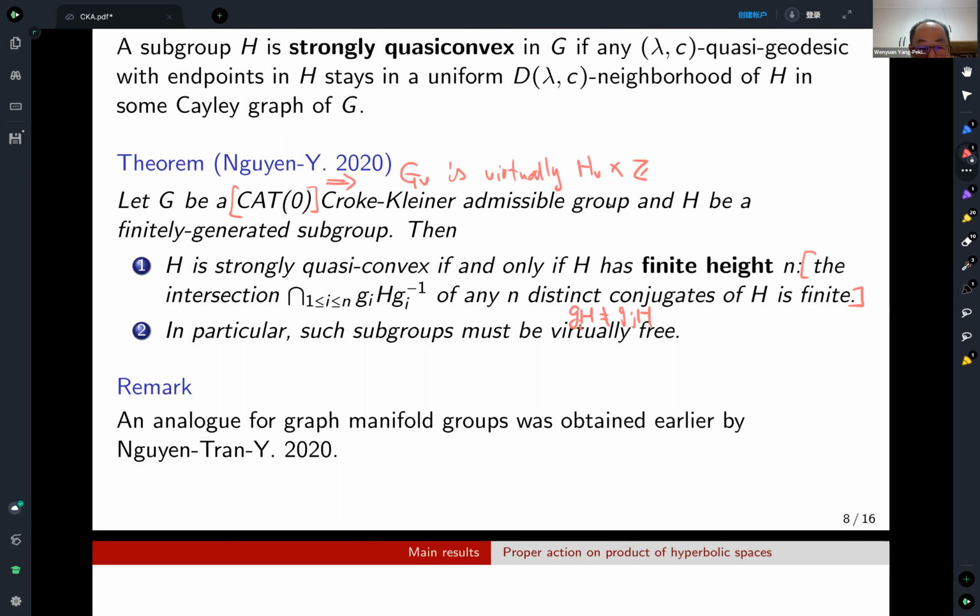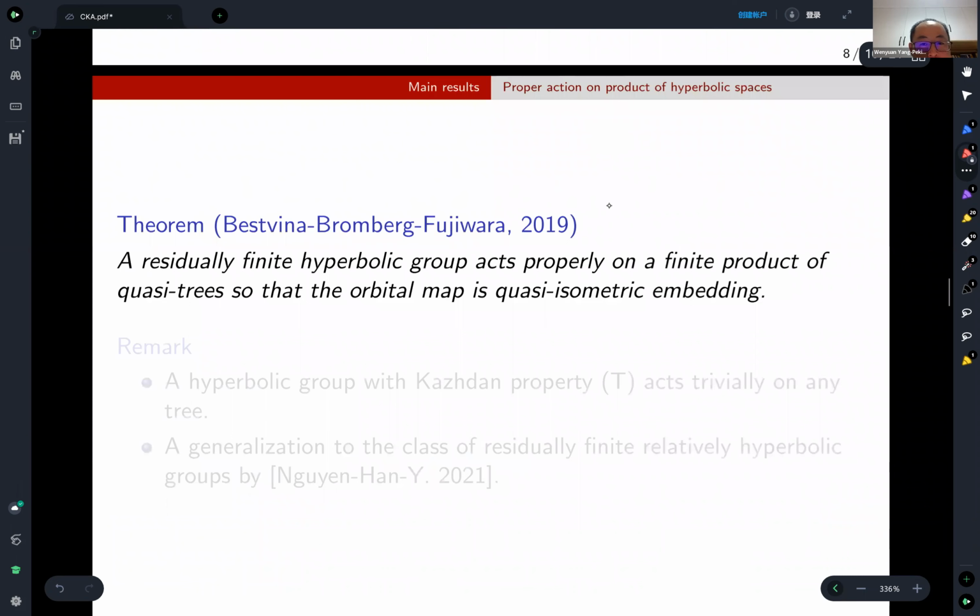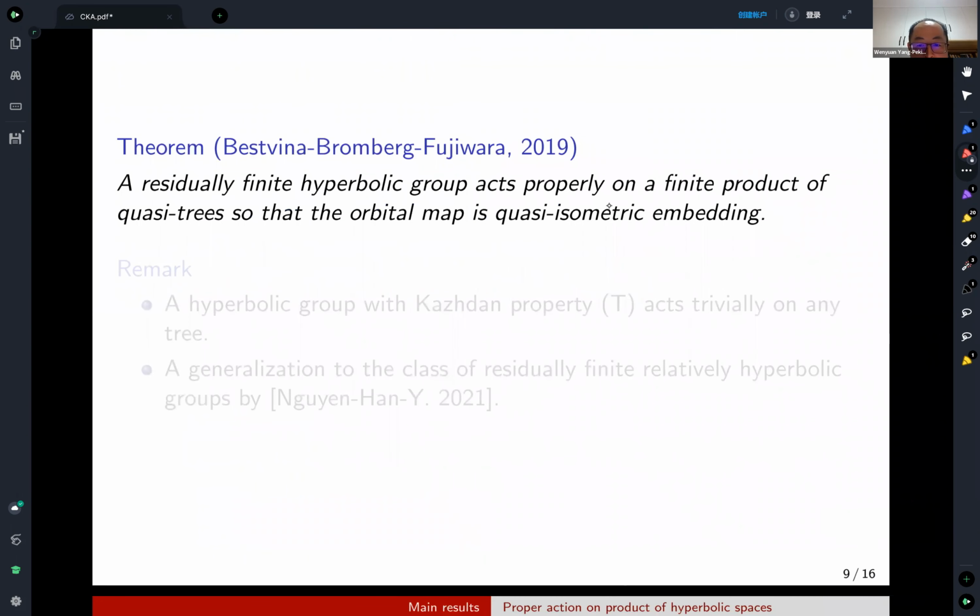Okay, this is the first route of our talk. So let me introduce the second route. Before that, I want to give some motivation. This is a theorem of Bestvina, Bromberg, and Fujiwara. They proved any residually finite hyperbolic group must act properly on a finite product of quasi-trees, such that the orbit map is a quasi-isometric embedding.